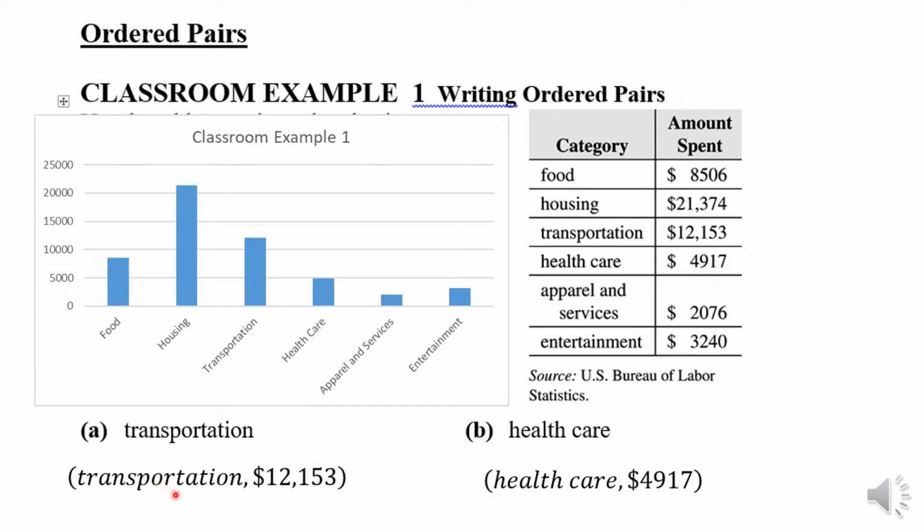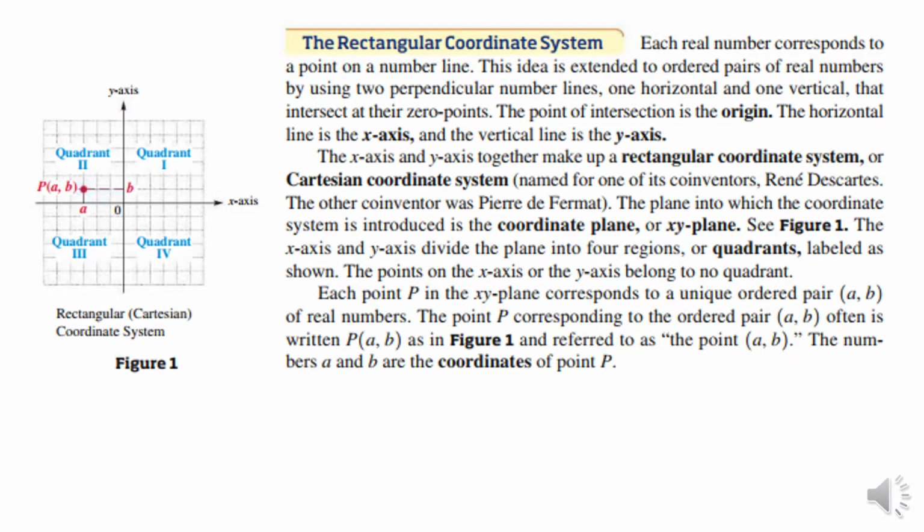The answer should be transportation 12,153 and healthcare 4,917, and a graph of this would tend to be a bar chart rather than a plot. Normally though, we're going to be plotting things on the X and Y axis.